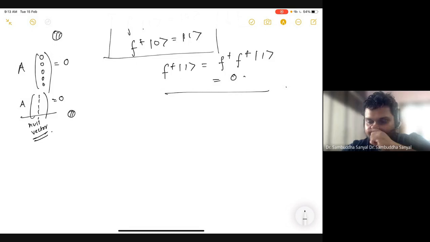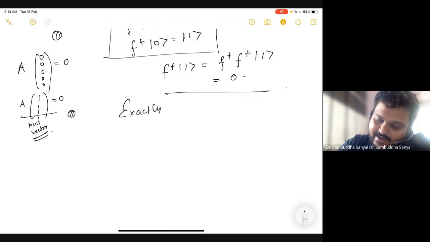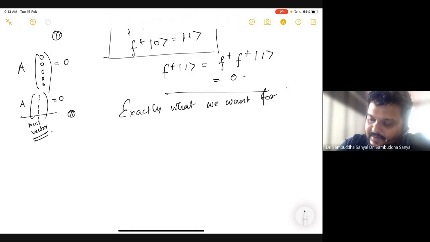So now notice in all this exercise, we exactly got what we wanted. If I identify it as the number of particles, this is exactly what we want for fermions: antisymmetry, the wave function of fermions.